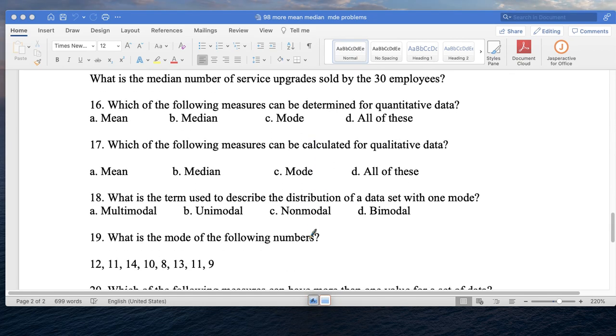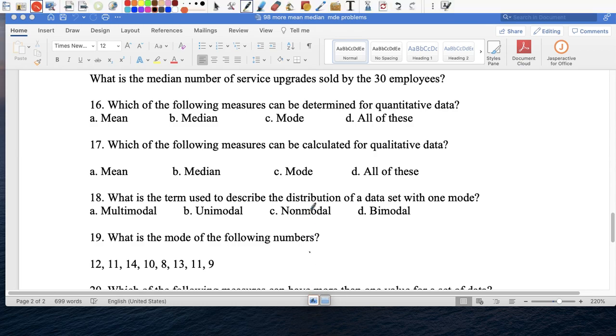Which of the following measures can be determined by quantitative data, right? The ones that we use numbers. Well, mean and median. Mode. Yes. Which of the following measures can be calculated with qualitative data? Well, definitely not the mean, definitely not the median, because those deal with numbers. The only one that could be qualitative, right? Qualitative data is the mode.